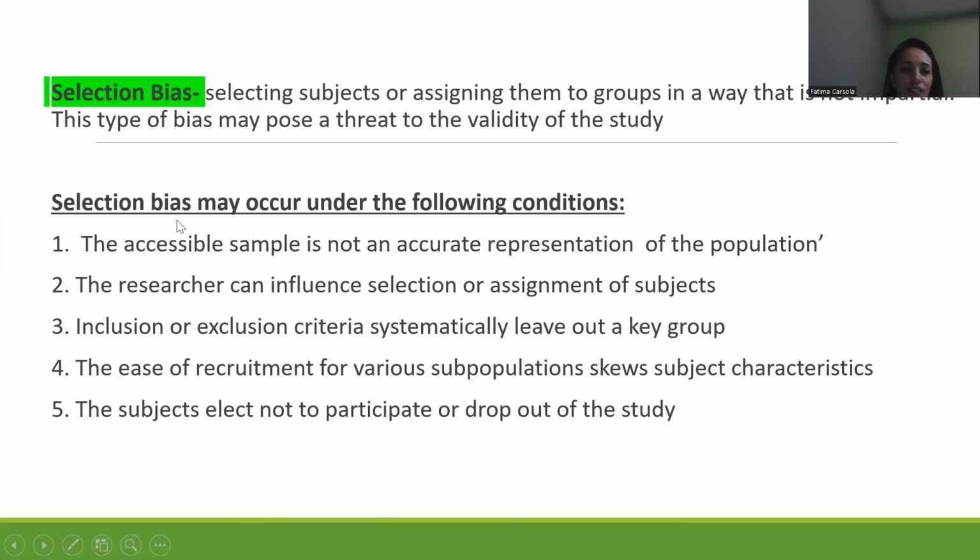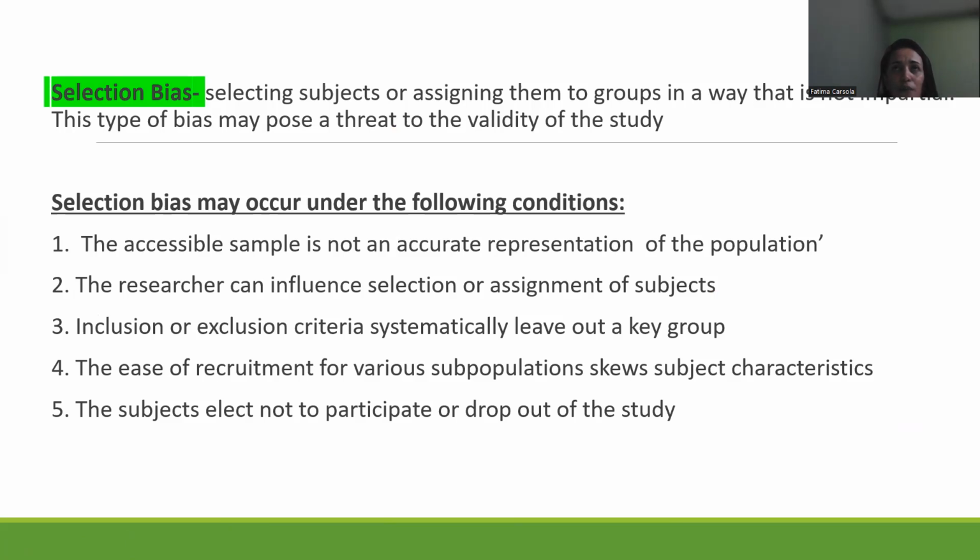You have what we call selection bias, and this could happen in selecting subjects or assigning them into two groups in a way that is not impartial. This could pose a threat to the validity of the study. It could occur under the following conditions. The accessible sample is not an accurate representation of the population.